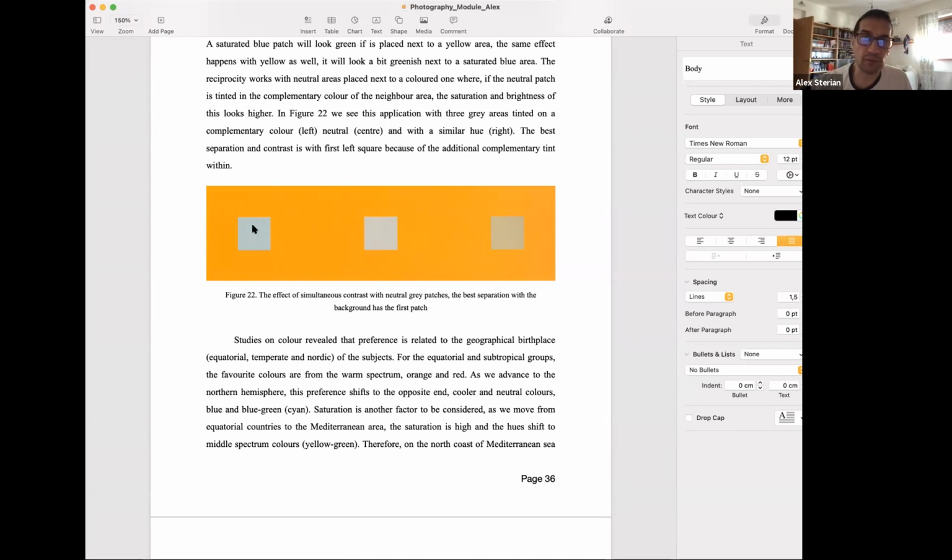This is a little bluish surrounded by an orange, and this is very orange surrounded by an orange. So this is not a very contrasty situation, because we don't have any differences in colors and hues. This is a neutral one, and this is the one which has the highest contrast. I'm talking about the color contrast between those three.